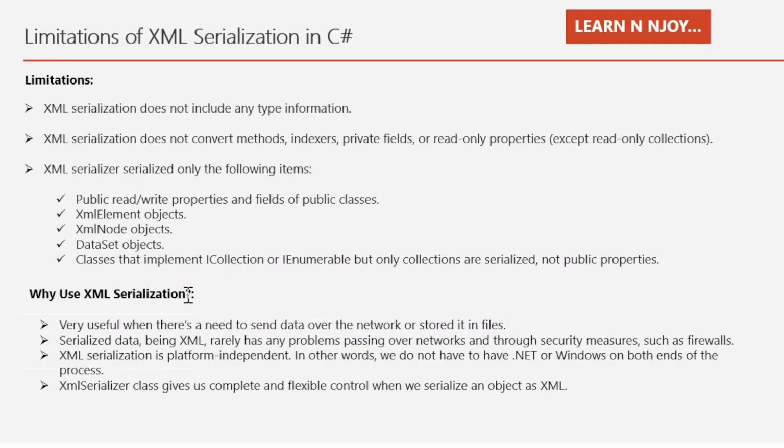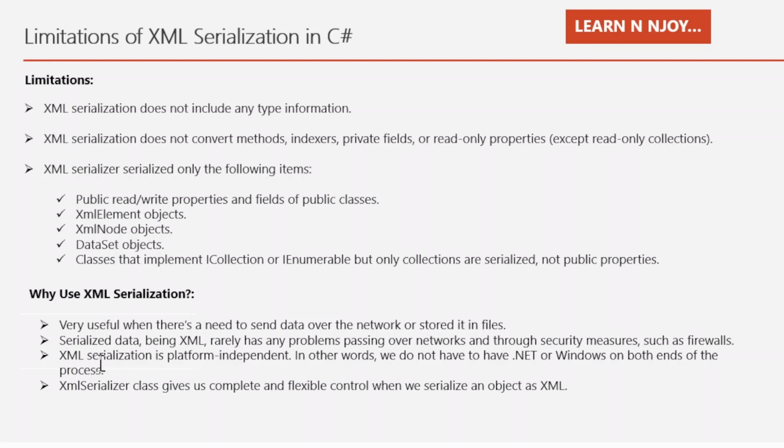Okay, why use XML serialization? It's very useful when there is a need to send data over the network or store it in files, and that file could be an XML file, because XML serialization converts objects into an XML stream, right? It can be written into files, memory, or a database. Wherever we want to write it, we can write it. Number 2, serialized data being XML rarely has any problems passing over networks and through security measures such as firewalls. So XML is treated as the best transport format. Whenever we pass data through a network or firewall, it is the best suited.